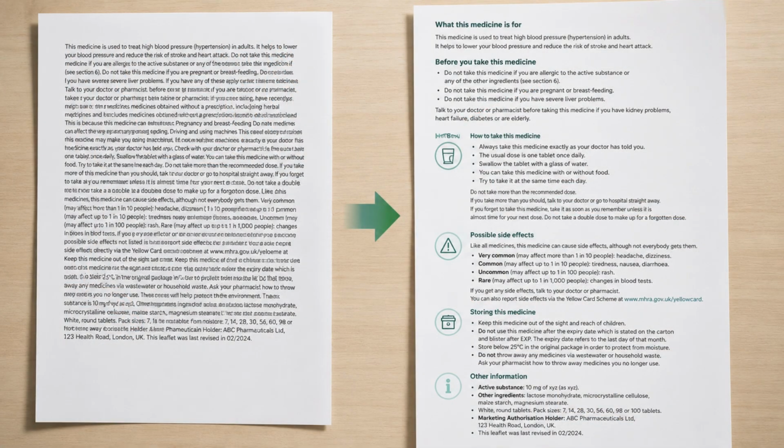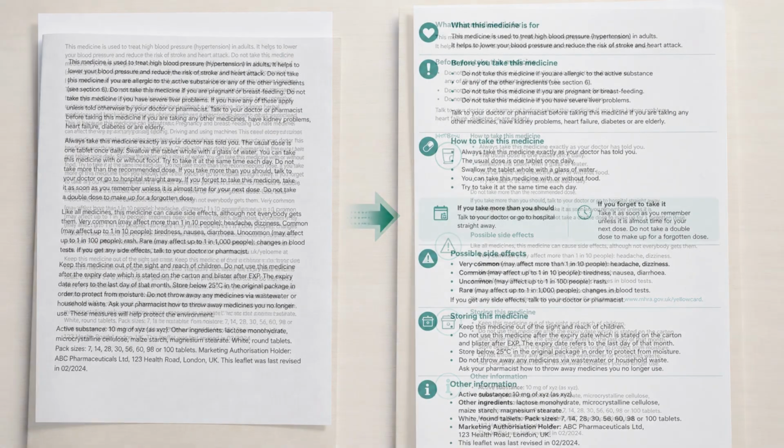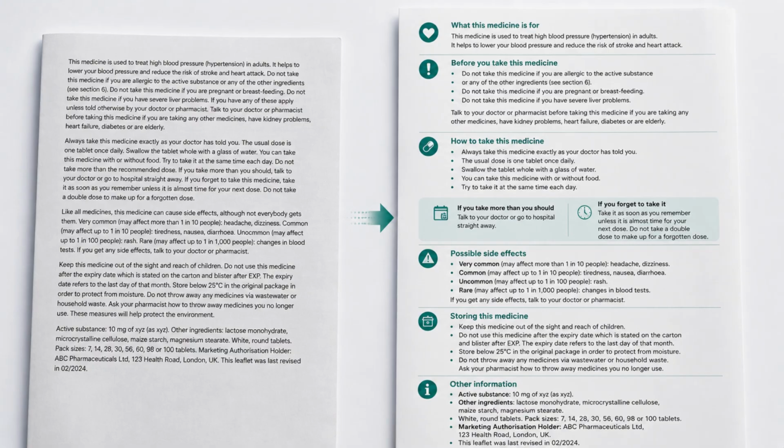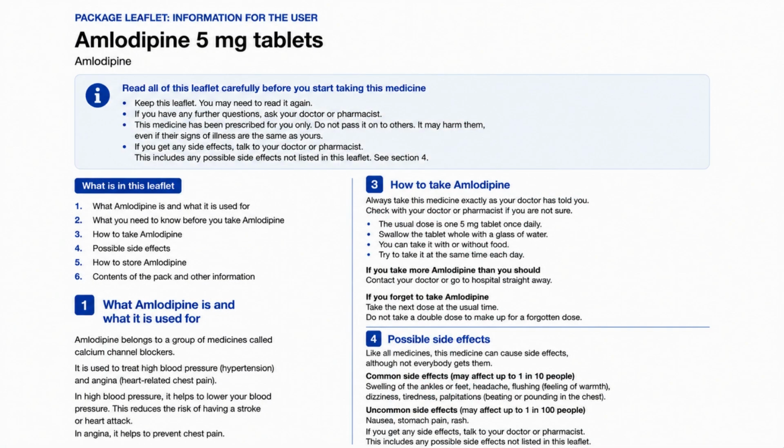To improve readability, text should be broken into shorter paragraphs for easier digestion. Bullet points help organize key information. This can aid quick scanning, as can clear descriptive headings. For example, in the European QRD template, grouping content under headings like what the medicine is for, how to take, and possible side effects helps patients find necessary information. This minimizes any possibility of users of the information feeling overwhelmed.